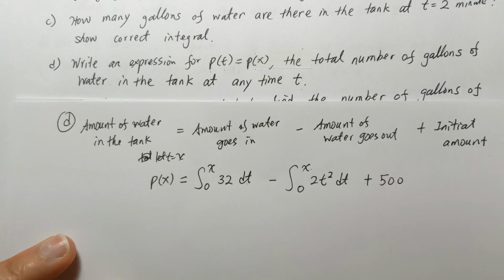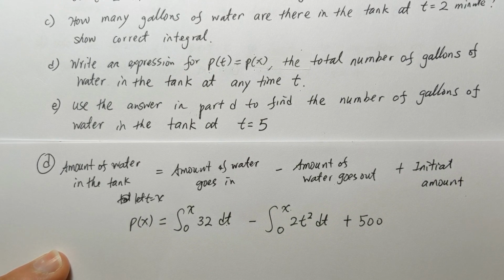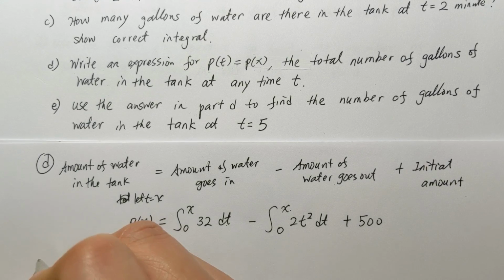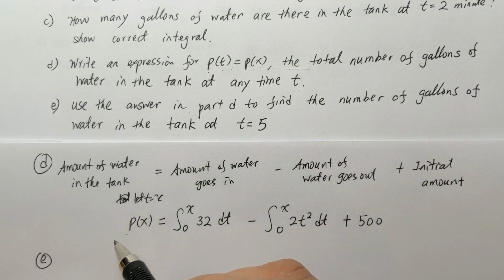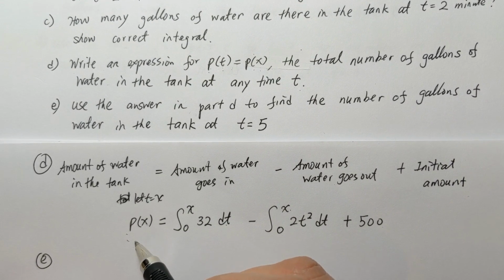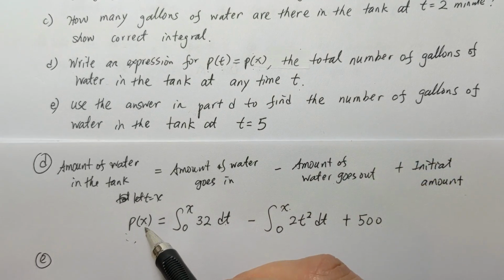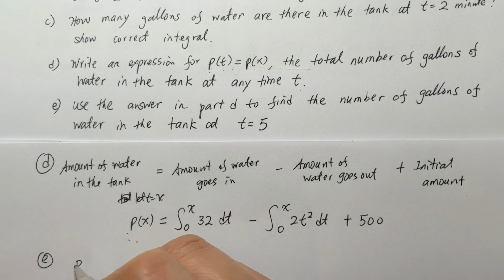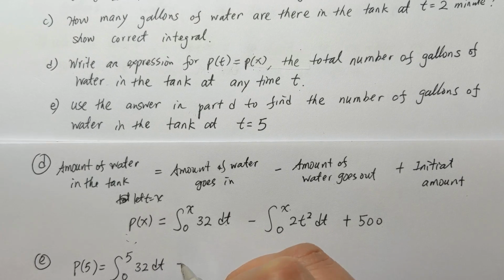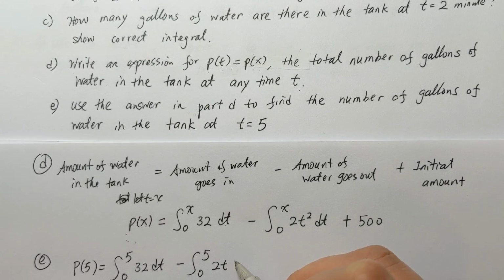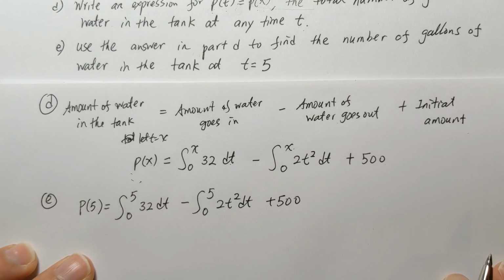Now let's take a look at part E. Use the answer in part D to find the number of gallons of water in the tank at t equals 5. So now we know that this formula we can use to find the number of gallons at any time. So if t equals 5, you substitute x by 5. If t equals 6, you substitute x by 6. So now we have t equal 5. So P of 5 equals the integral from 0 to 5 of 32 dt minus the integral from 0 to 5 of 2t squared dt, plus 500. So now we are going to integrate.